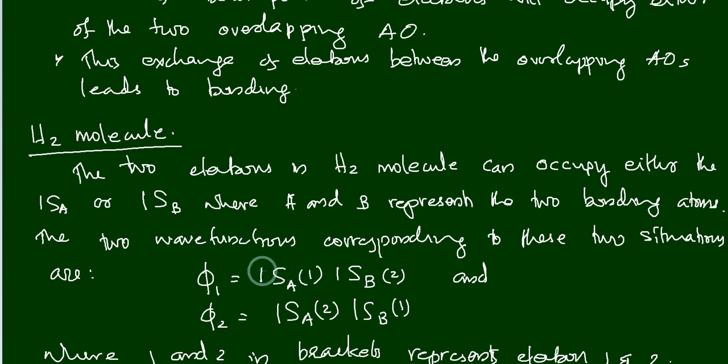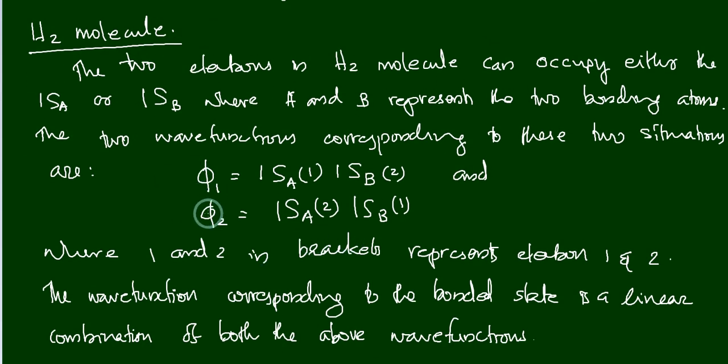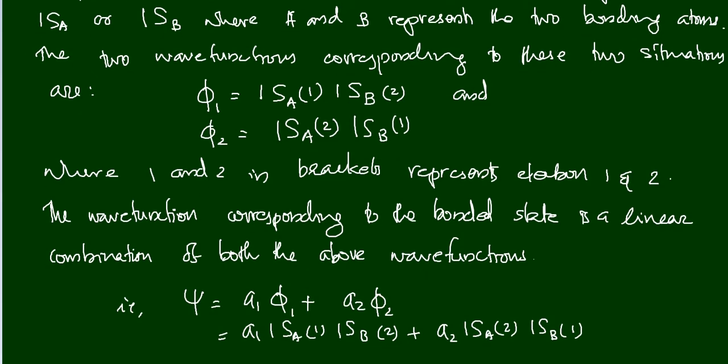Here you can see that in the case of phi 1, electron 1 is in the atomic orbital of hydrogen atom A, and electron 2 is in the atomic orbital of hydrogen atom B. Here the reverse is the case. What is occupying the atomic orbital of hydrogen atom A is not electron 1, but electron 2. So it is 1s A(2), and the 1s atomic orbital of hydrogen atom B is occupied by electron 1. So if you want to have a change from phi 1 to phi 2, the electrons should be exchanged between the corresponding atomic orbitals. Then only you can go from phi 1 to phi 2. So these are the two situations.